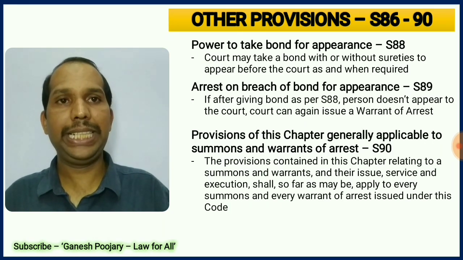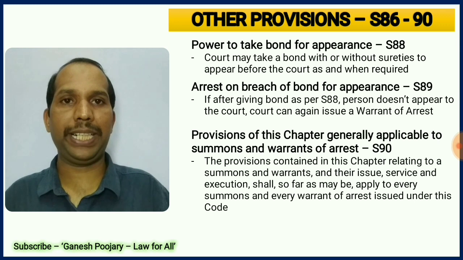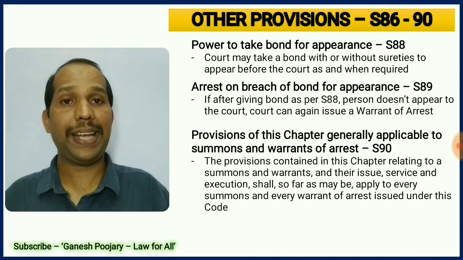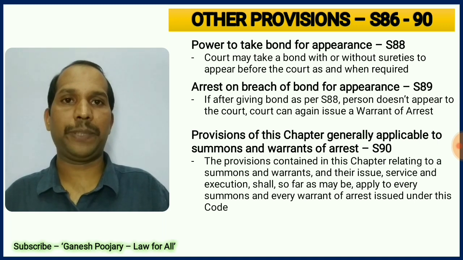Section number 88 gives power to the court to take a bond for appearance with or without surety, and section number 89 gives power to arrest such a person who is trying to escape from appearance even after giving a bond. Section number 90 says whenever the word summons or warrant is used in the entire code, it should be read with chapter 6. That can be the issue of summons or warrant, service of summons or warrant, or maybe execution of summons and warrant. Any question that arises needs to be referred with chapter number 6. That is very important. With that, let's move to the case laws.